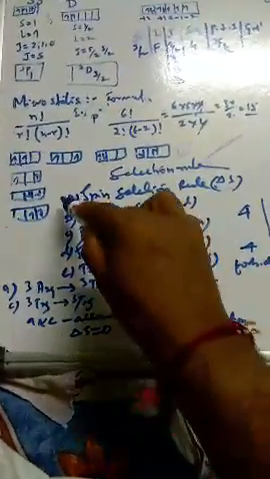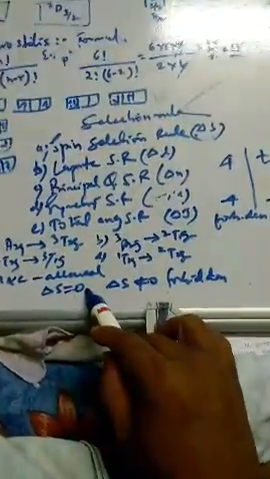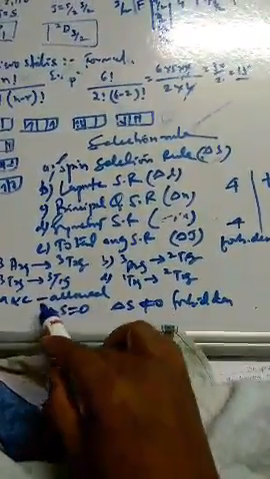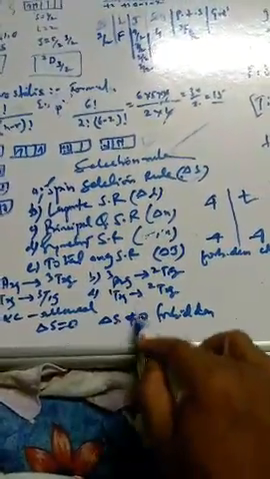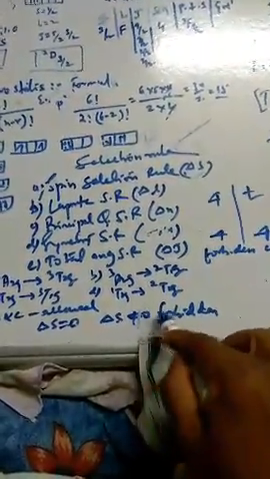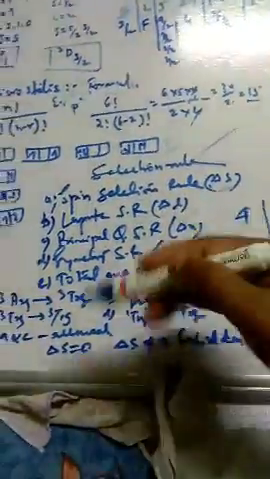So what is the first one, the spin selection rule? Here I have given delta S is equal to 0. If delta S is equal to 0, it is allowed. If delta S is not equal to 0, plus or minus anything, it is forbidden. That spin transition is not allowed.